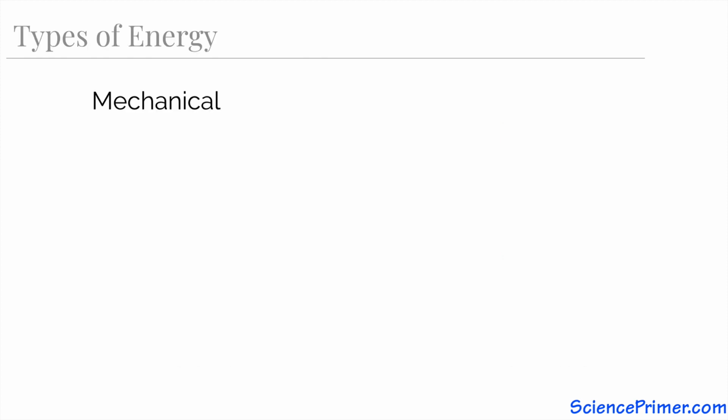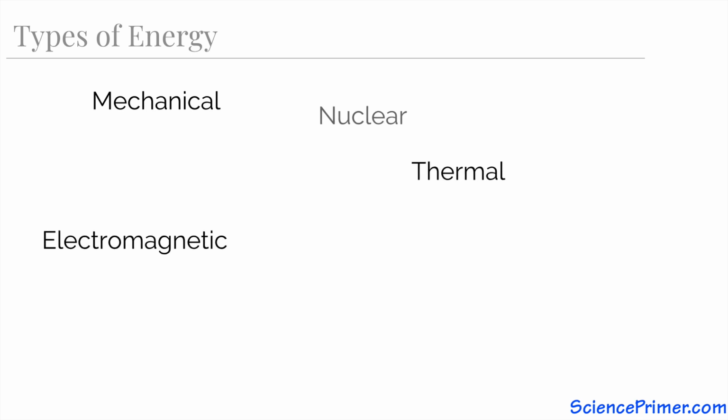There are different forms of energy. These are mechanical, thermal, electromagnetic, nuclear, chemical, and electric. The ability to convert the potential energy stored in the position of the ball to kinetic energy by dropping it shows that energy can be converted from one form to another. This is true for all forms of energy.